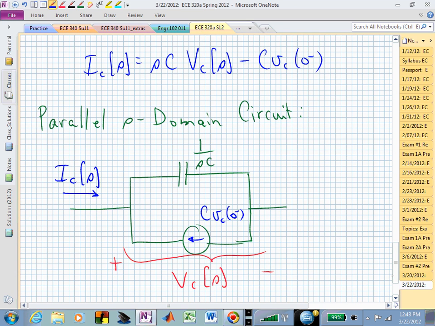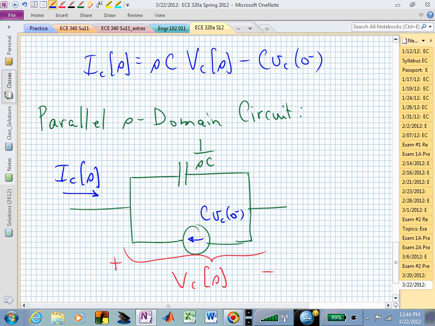Questions on that? That's now what you would do to replace, in the time domain circuit, a capacitor if you now want to put it into the frequency domain and potentially do node voltage analysis. You would use this representation.